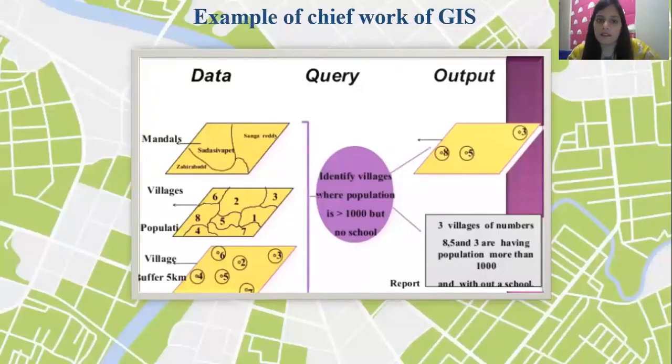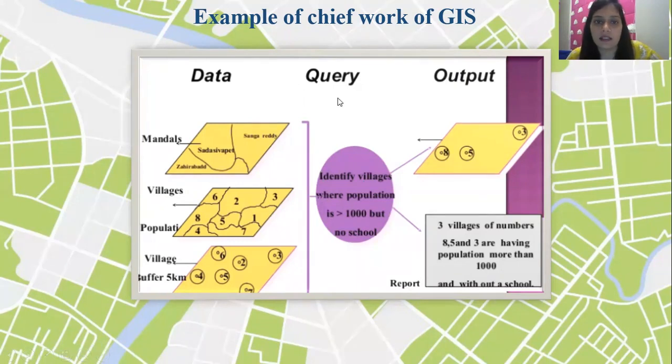Hello students. In the previous session, we discussed what the data is, how the query is done, and what output we get. We have seen that there is data on village population and a village buffer area, such that within a buffer area of 5 kilometers there should be no school. And what query can it give us? It can identify the villages where the population is more than 1,000 but there are no schools, right? This is the query which we have applied, and due to that query, what output do we get?